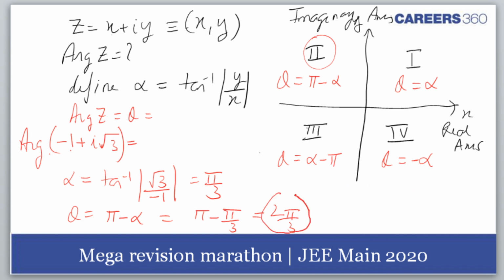So that's how we get theta. That's how we get argument. I hope this concept is clear to everyone. We move on to the next concept.